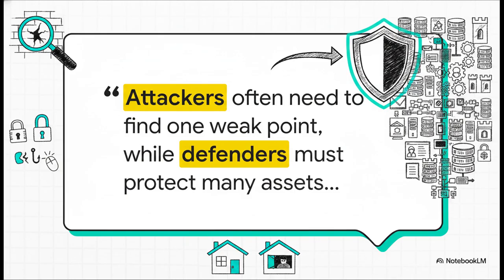And that leads to a massive, harsh asymmetry on the web. Our sources put it perfectly. Attackers often need to find one weak point, while defenders must protect many assets, users, and processes continuously. Software automation allows defenders to monitor networks, yeah, but it also allows attackers to automate scanning and phishing at an unbelievable scale. The defenders literally have to be perfect everywhere. The burglars just need to find one open window.